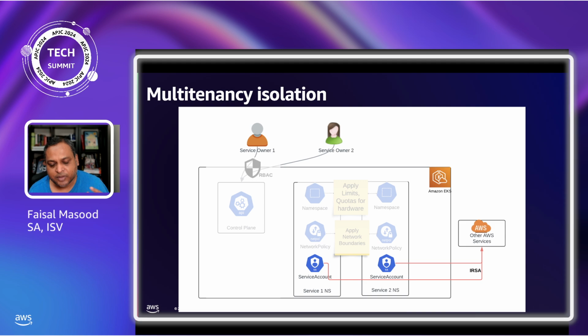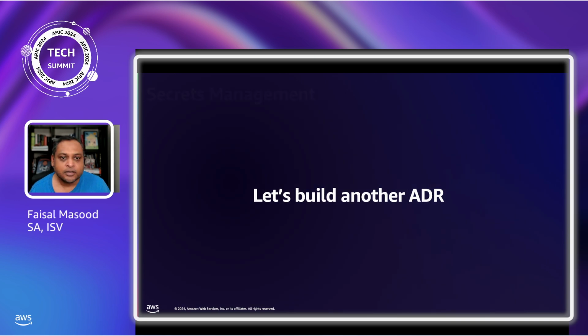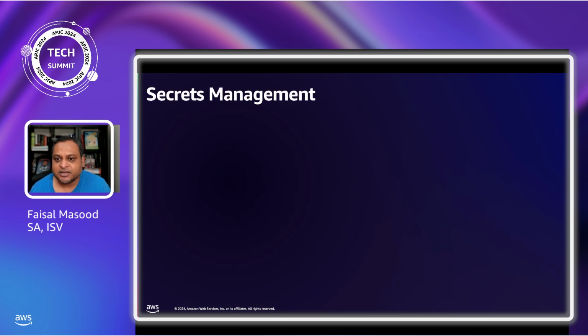So we provide isolation at multiple levels, and we capture this in an ADR, and we expose how we're going to implement it and how we put controls around that. So that's the number one ADR. Now let's look into another ADR. Let's talk about secrets management.